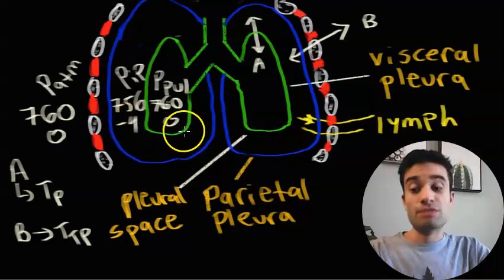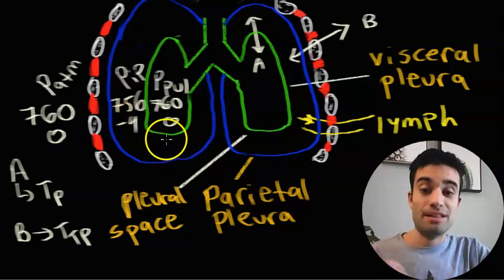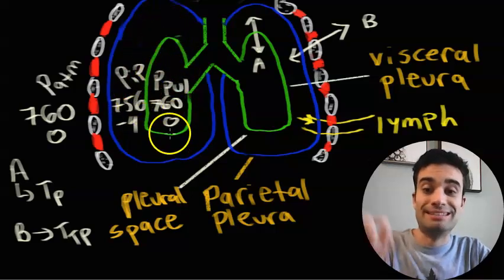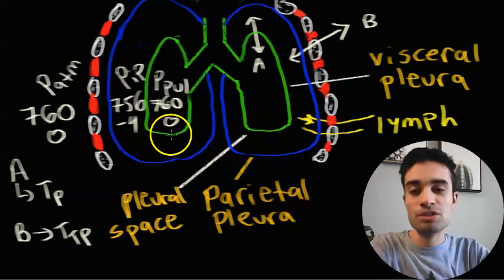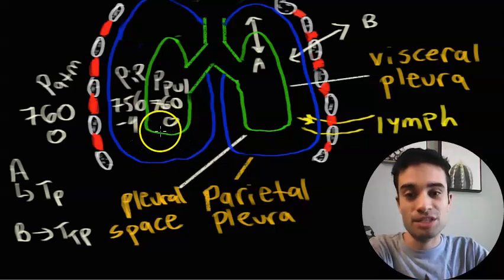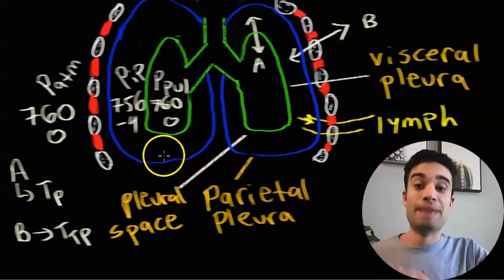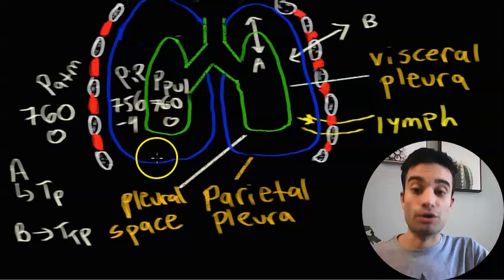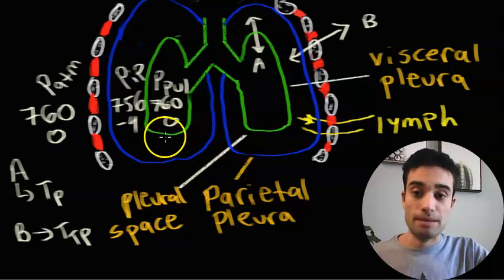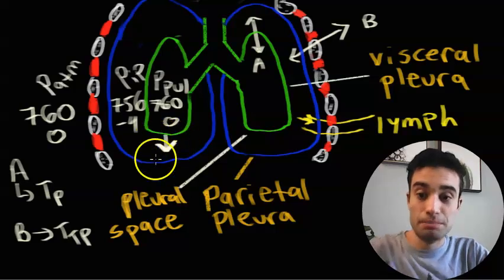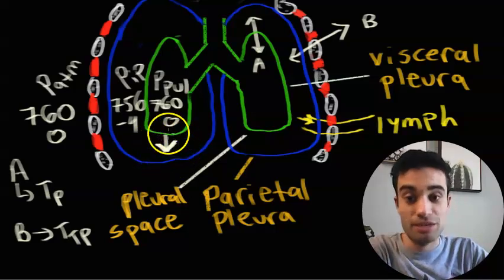And also, because of gravity, the pressure is not equal across these components. Gravity pulls the lung down. So because gravity pulls the lung down, the visceral pleura is going to be more connected to the parietal pleura here at the bottom. So there's going to be less of a space, a lower volume here, right? Because gravity is going to push the lung down. So the space here is going to decrease.